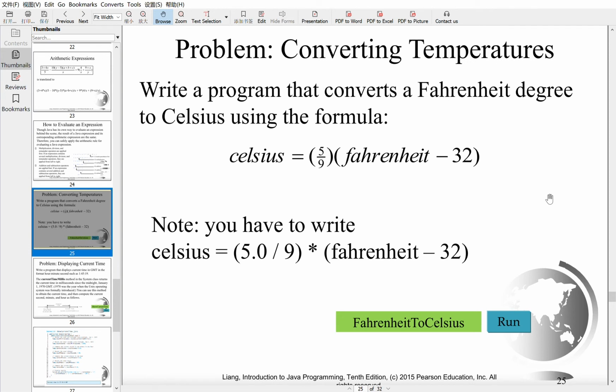And the problem is converting temperatures. We can write a program that converts a temperature in Fahrenheit to Celsius using a formula. This is the formula, and the note for you is that you have to write this.